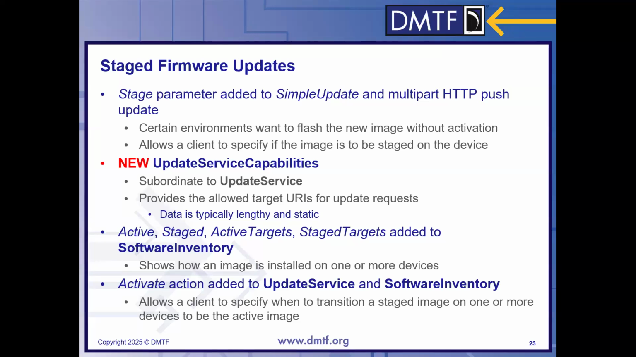Finally, in the update service and in software inventory, we've added an activate action, which allows a client to explicitly specify to transition to a staged image on one or more of the devices that have that staged image and make it active.